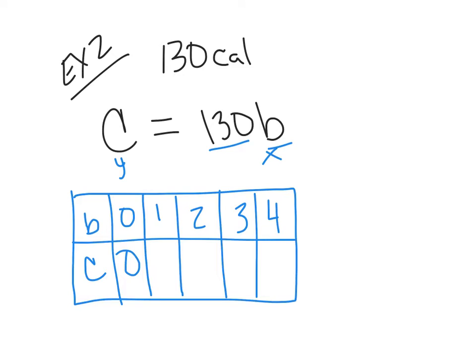Okay, so if I plug in 1, where the B is, 130 times 1 would be 130. So if I ate 1 bar, I got 130 calories. If I ate 2 bars, I have 2 times 130, which gives me 260 calories. If I ate 3 bars, 3 times 130 would be 390. And if I ate 4 bars, 4 times 130 would be 520 calories.